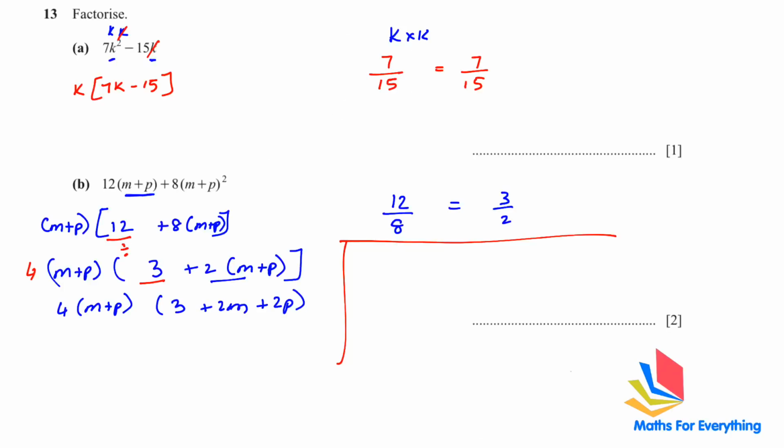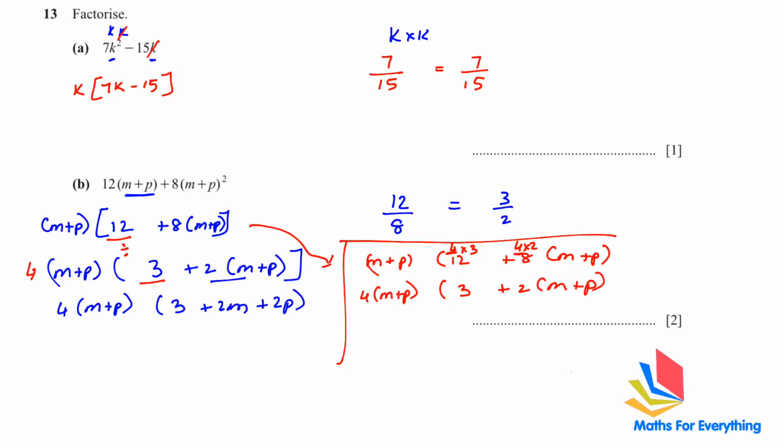You can write here, I'm doing from this step, 12 plus 8m plus p. We know that 4 times 3 is 12 and 4 times 2 is 8. So what is common? 4. So that's what we are factorizing. And what are we left with? 3 plus 2m plus p.